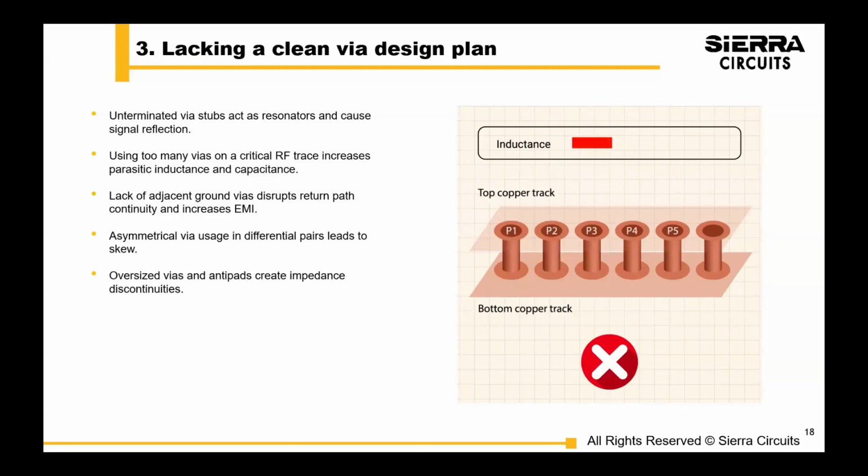Okay, via design. Vias can introduce, when not designed properly, unwanted impedance changes and signal degradation. So avoid unterminated via stubs. Avoid using too many vias because you might actually increase your parasitic inductance and capacitance. Avoid lack of adjacent ground vias, which can disrupt return path continuity. Asymmetrical via usage in differential pairs can lead to skews, and oversized vias and antipads create impedance discontinuities.